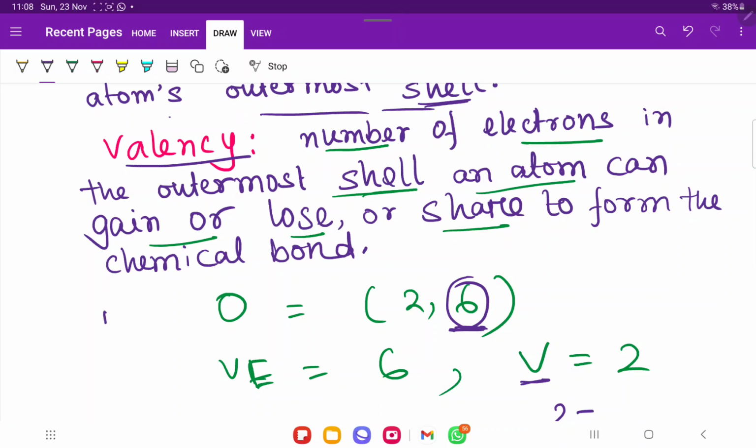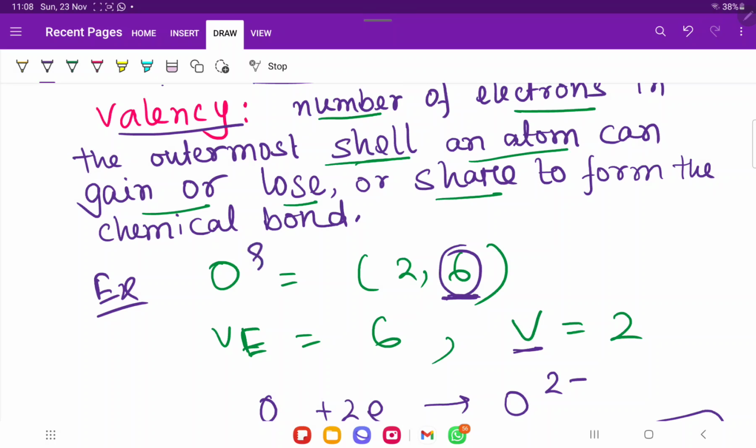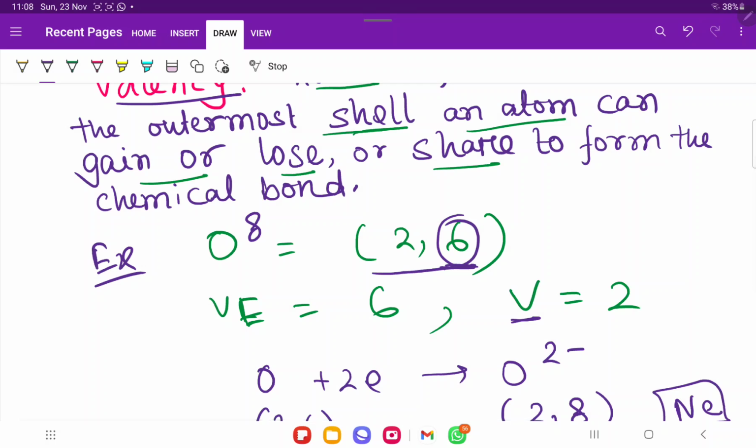Okay, so if you see one example for oxygen, oxygen has a total of 8 electrons, right? So if you see the electronic configuration, it will be 2 and 6. Now the valence electron, if we are denoting it as VE, then it will have 6 electrons, because 6 electrons are present in the outermost orbital.